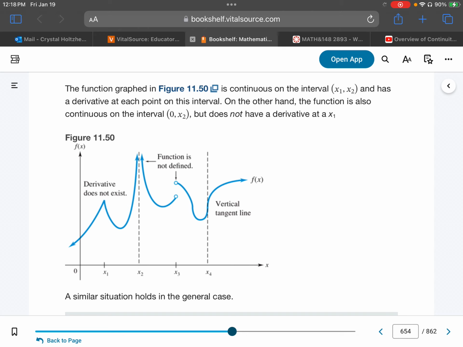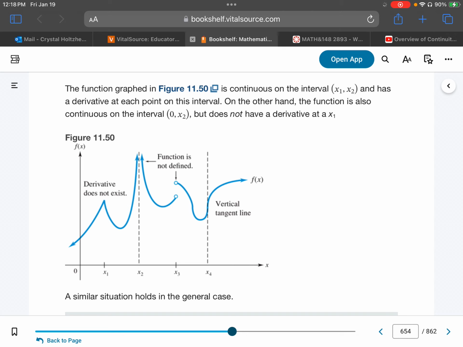So what we're looking at here, if we look at the interval from x1 to x2, the function is continuous on that interval, and it's got a derivative at each point on that open interval from x1 to x2.